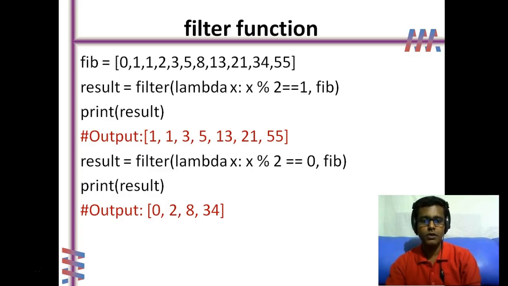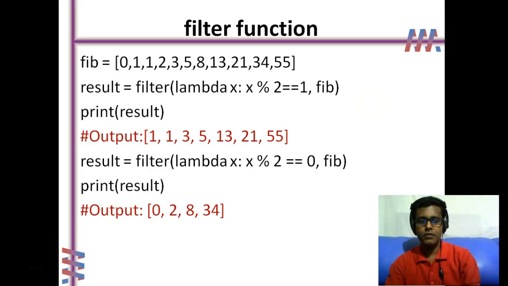But when I do 2 mod 2, it is equal to 0. So that will not be filtered here and it will not be stored in result. So your output is 1, 1, 3, 5, 13, 21 and 55. Now look at the next example.